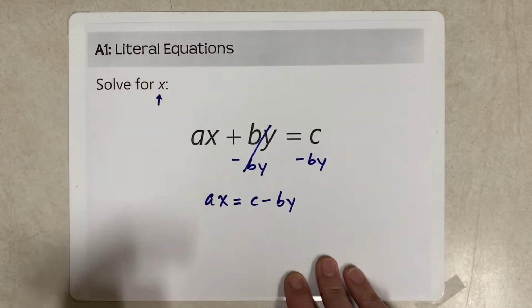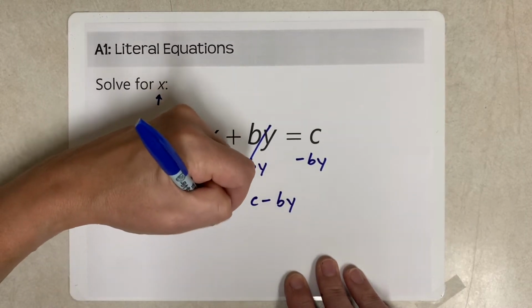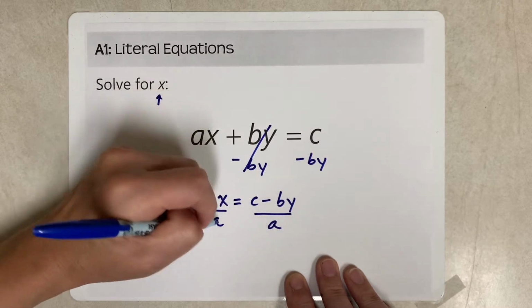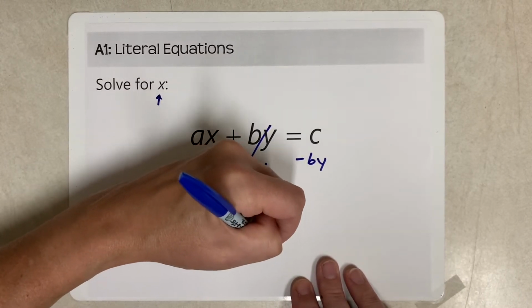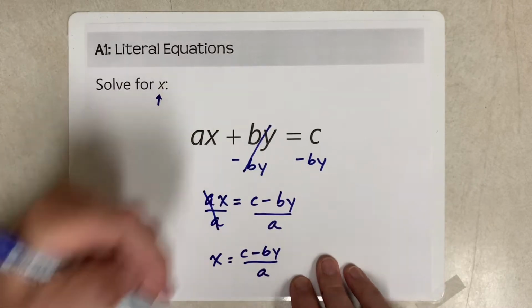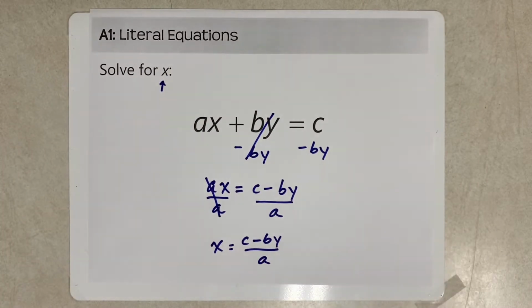Okay, I need to get x by itself, as it's being multiplied by the a. So I'm going to divide by a. And I get x is equal to c minus by over a. These are all really good EOC questions. They love to ask questions about literal equations. And so let's build up some confidence.